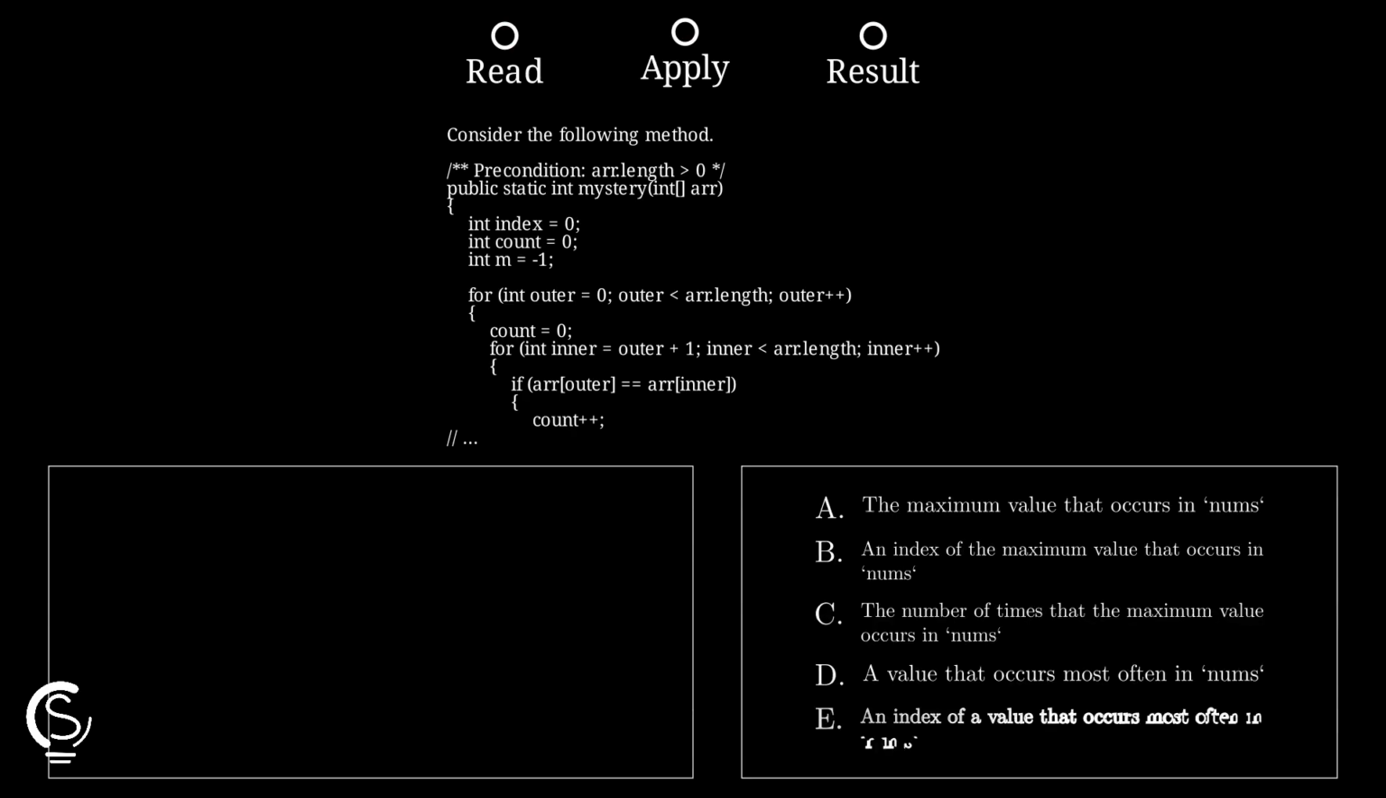First, notice the outer loop picks an element while the inner loop counts how many times that specific value appears later in the array. We are basically measuring the frequency of elements.